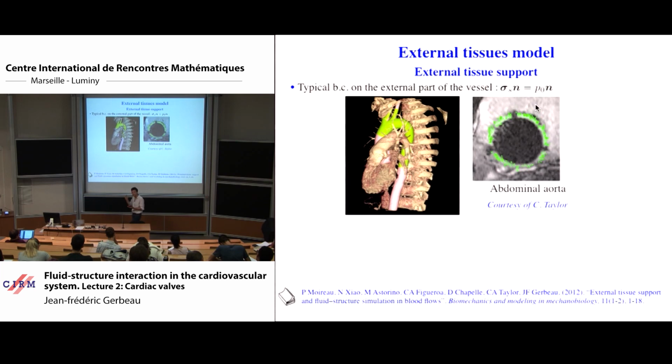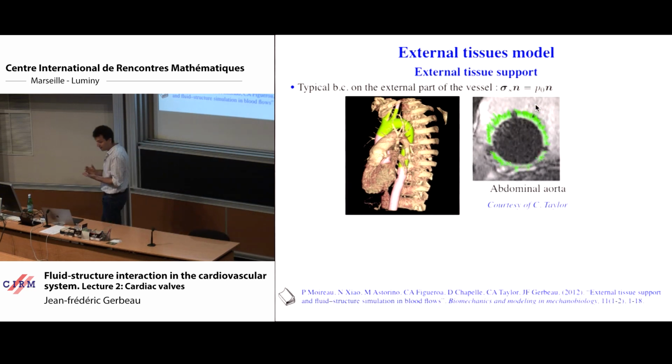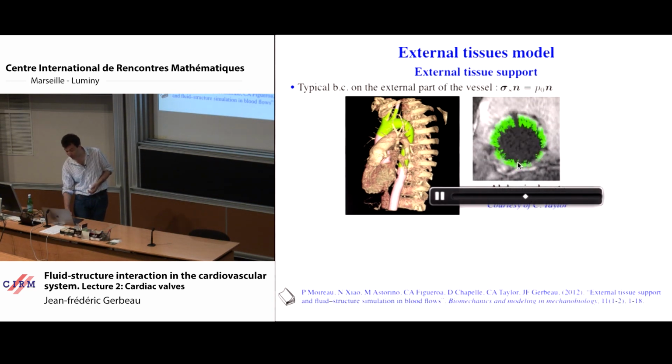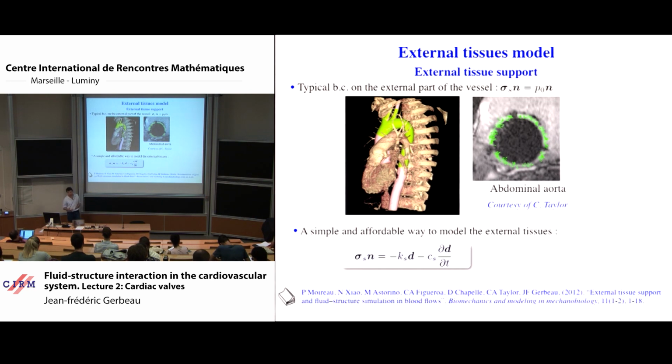It's not because you match your data that your model is validated. Okay, and so in that case, you can match perfectly the data with the wrong model. This means nothing about the model, of course. The artery is not stiffer here than here. It's just that the external tissue are not the same. Okay, and so we have to take this into account.